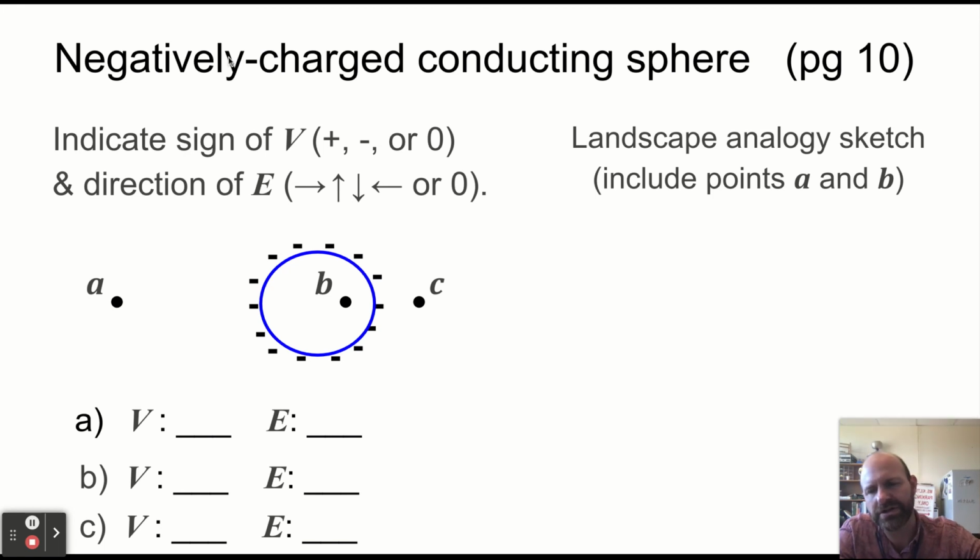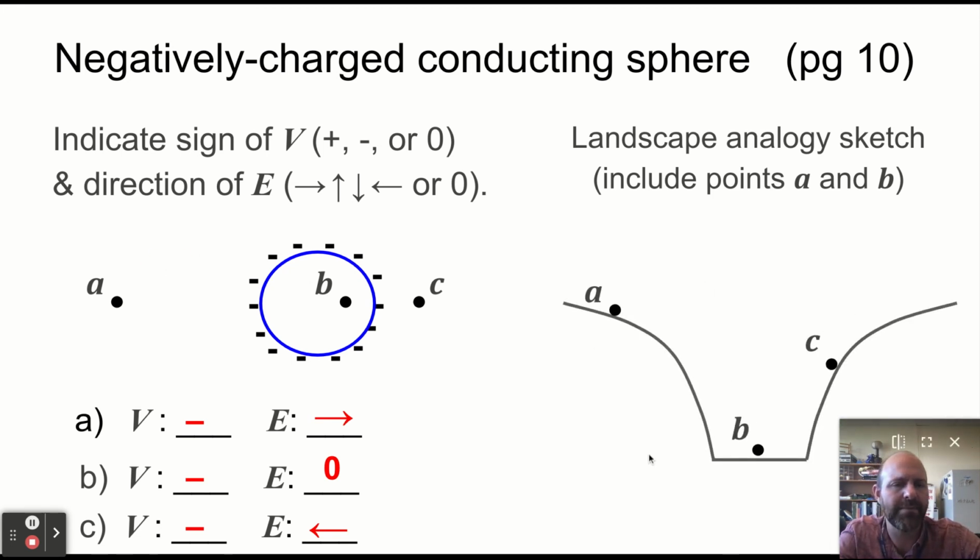If it's a negatively charged object, at point A the electric field should be pointing toward the negative charge, because that's what a positive test charge would experience. And V, the potential, should be negative because it is near a valley, a negatively charged object. At point B, we have a negative potential and zero electric field because you're inside a non-conducting spherical shell. So the electric field has to be zero. For C, it's negative potential again, but this time the electric field is to the left, always pointing toward the negative charge.